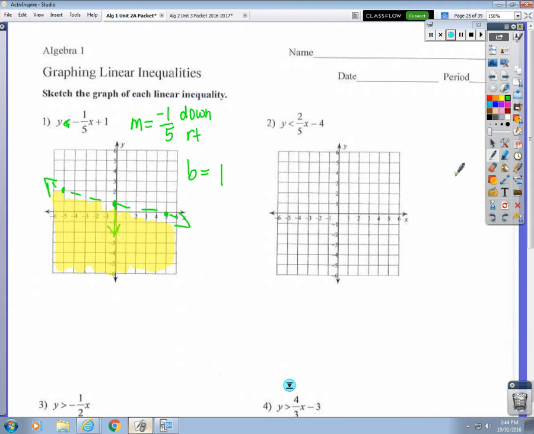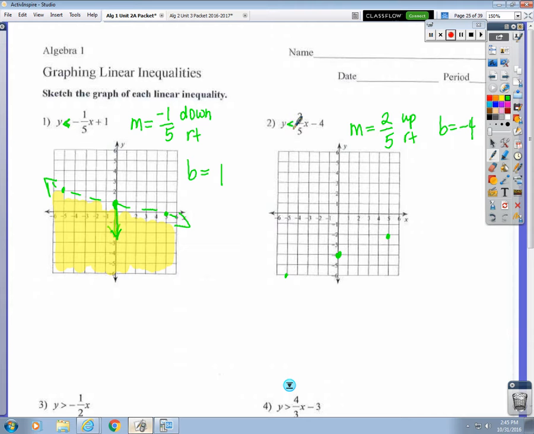Okay, so let's look at number, yes, Caitlin, number 2. For number 2, what's the slope? 2/5, so that means up 2, right 5. What's the y-intercept? Okay, so what do I do first? Right, my y-intercept is -4, and then from there I go up 2, right 5, or I could have gone down 2, left 5.